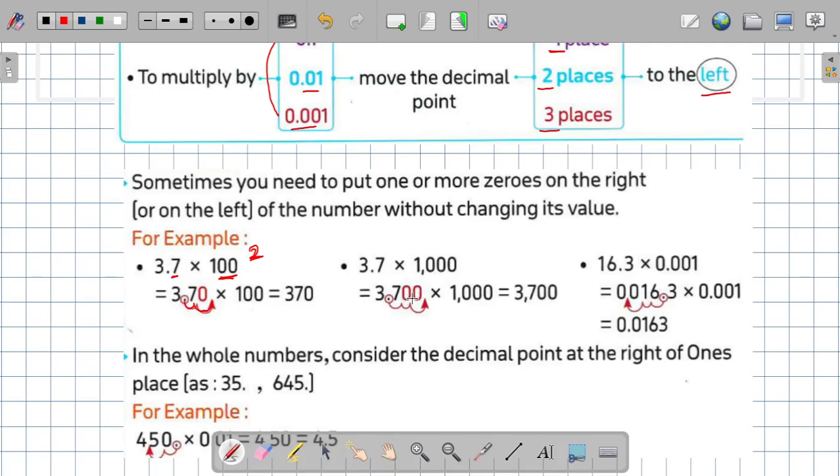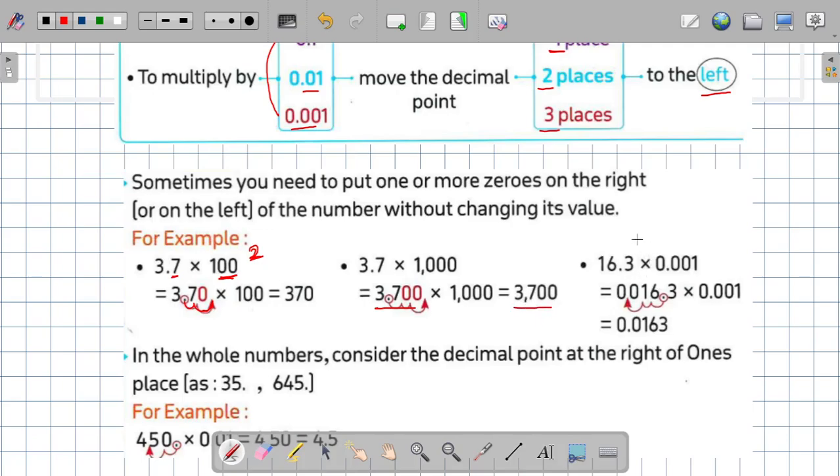Okay, so if I want to multiply the same number by 1000, what can I do? I will add two zeros and the result will be the same. But if I want to move the decimal point, I will cross over 7 and 0 and 0, so the result will be 3700, like this.